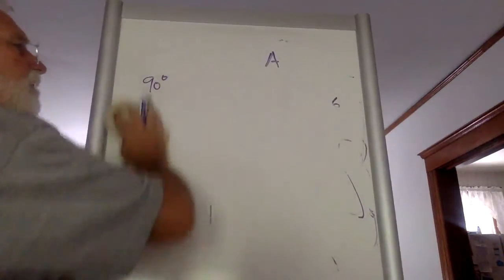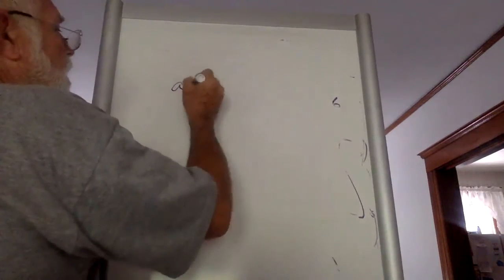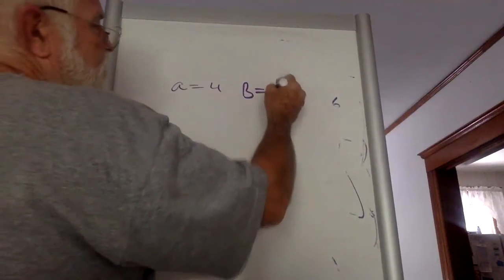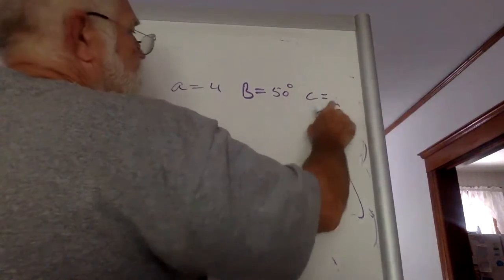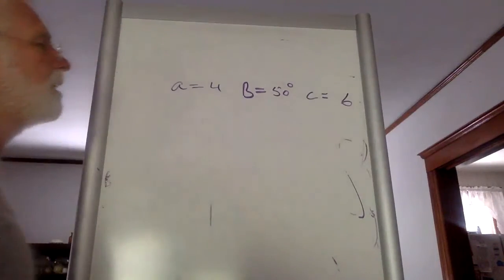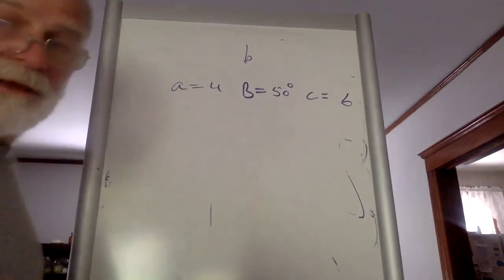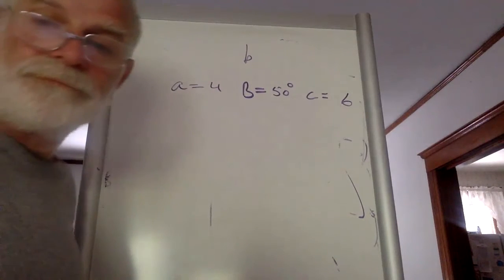Okay, so we now have done 3 situations. How about I give you A equals 4, angle B equals, let's say 50 degrees, and little c is equal to 6. Okay, what am I trying to find here? I guess I'm trying to find a little b. I didn't say anything about 90 degrees. So right triangle trig's out.